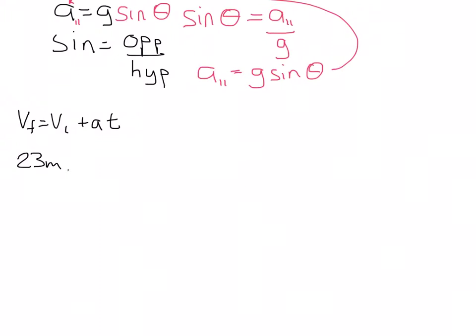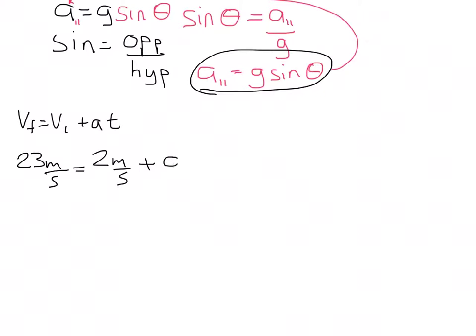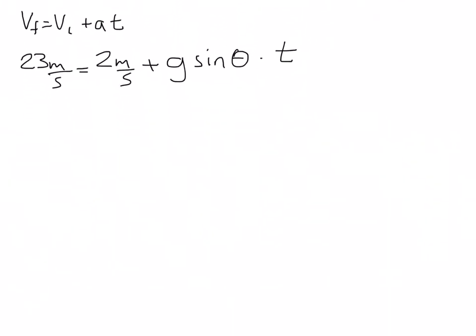23 meters per second. Our initial velocity was 2 meters per second. And we're going to add, instead of a, the component of g, we're going to use this right here. It's going to be g sine theta and then times t. So let's go through here and complete our equation.